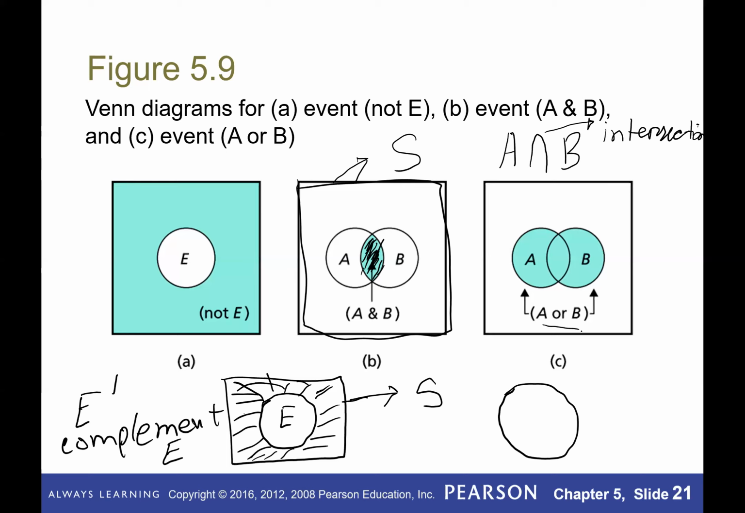And here, A or B. So either in A or B, or A and B both. That means this whole region. This is A or B, or we can also write this as A union B. This is called union. That means all the elements which are in A or in B or in both A and B. So this is called A union B, or you can read it as A or B. And this one you can read as A and B, or A intersection B.